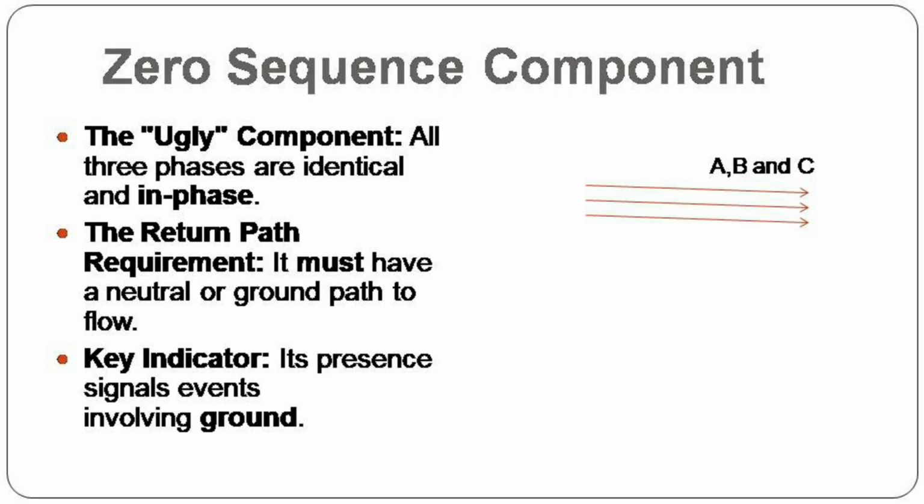And this represents a situation where the current in all three phases is identical and synchronized. But this creates a physical problem. For current to flow in a loop, it needs a return path. And since all three phases are pushing current in the same direction at the same time, where does it all go? In this case, it has to add up and find a common return path. And that path is either the neutral wire or the earth itself.